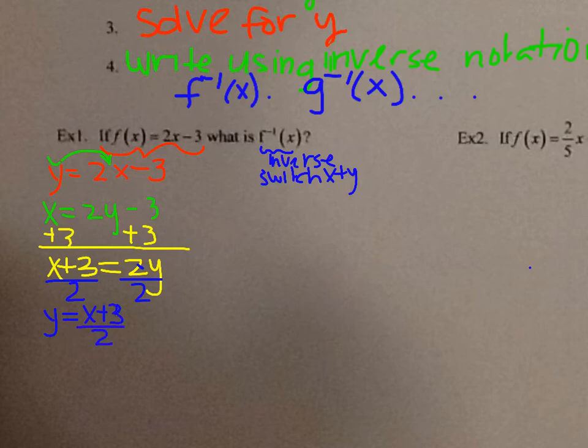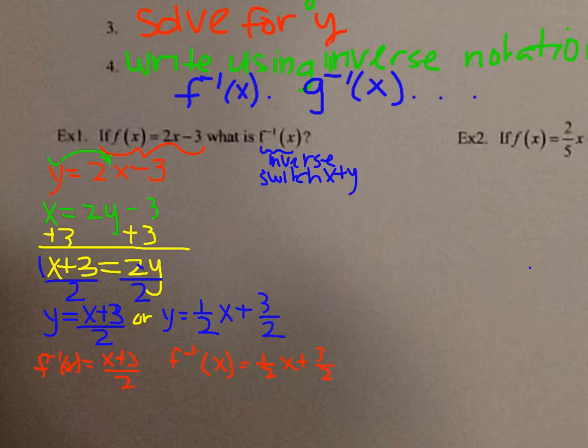Another way you could write it would be y equals, remember, there's really a 1 in front of the x, and 2 is underneath both x and 3, so it would be 1/2 x plus 3/2. Either one of these is correct. But we would not be done, we have to make sure we write using the inverse notation. So I would write the inverse of f of x equals x plus 3 over 2, or over here, the inverse of f of x equals 1/2 x plus 3/2.